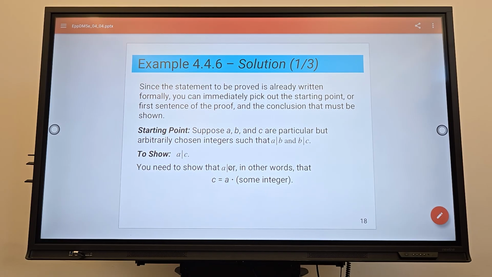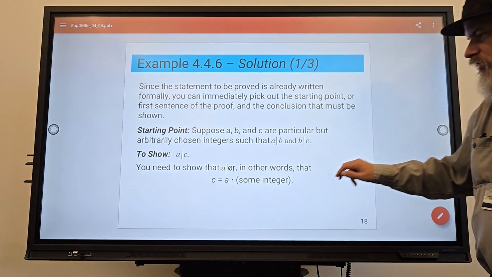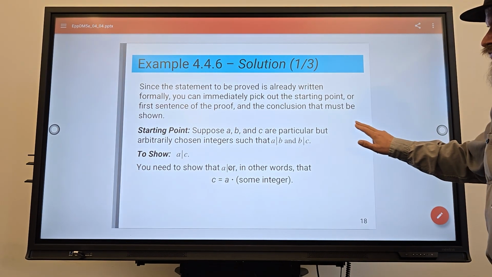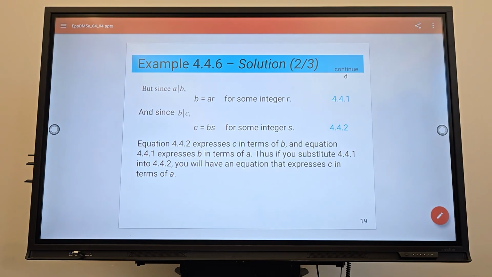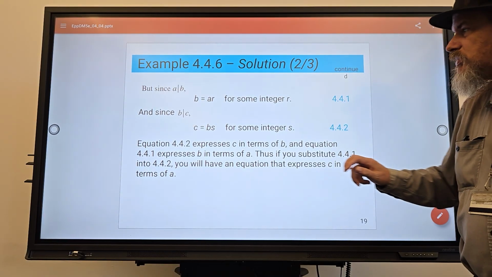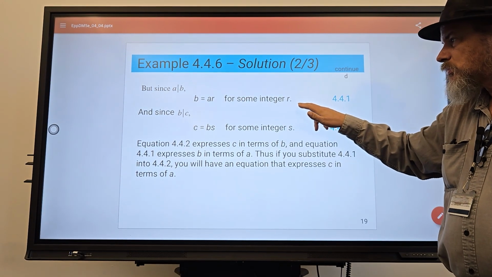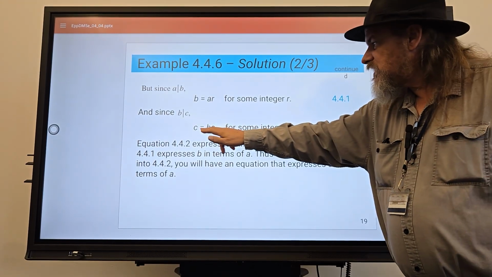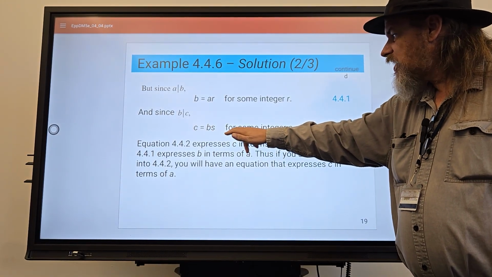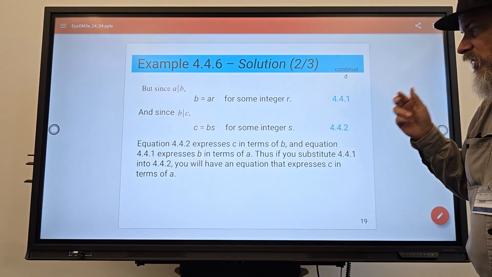Starting point, suppose a and b and c are particular but arbitrarily chosen integers such that a divides b and b divides c. Show that a divides c. In other words, c equals a times some integer. Since a divides b, b equals ar for some integer r. Since b divides c, c equals b times s for some integer s.